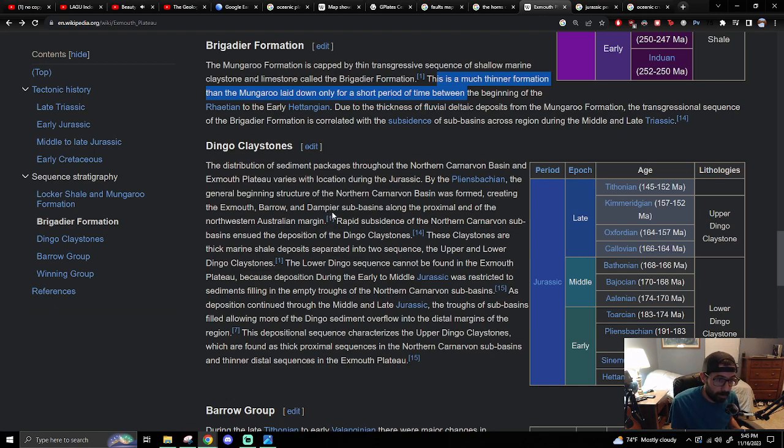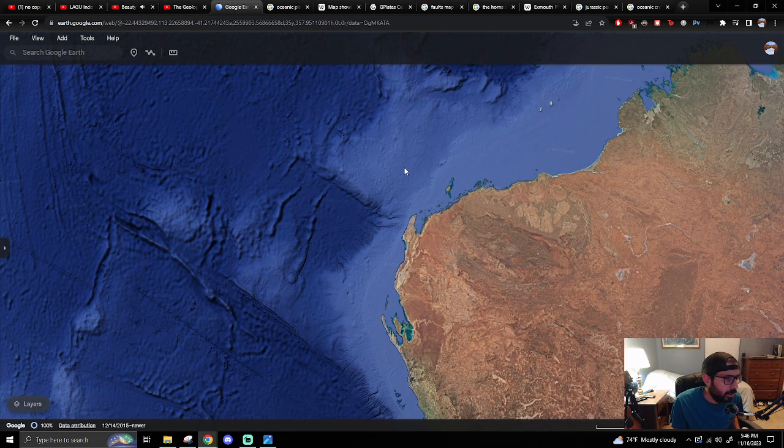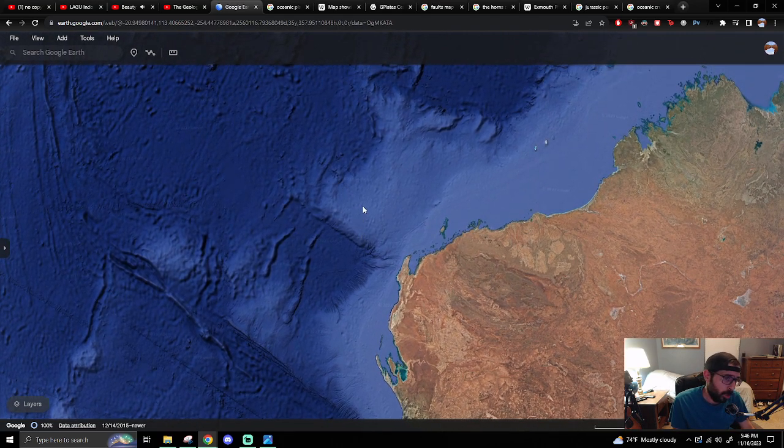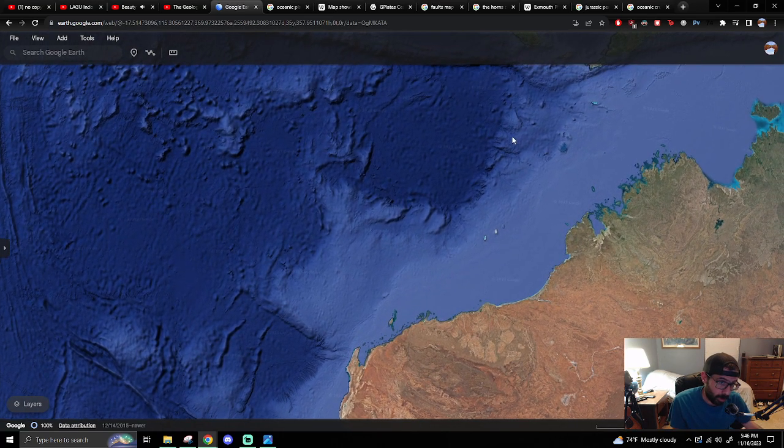The Lower Dingo sequence cannot be found in the Exmouth Plateau because deposition during the early and middle Jurassic was restricted to sediment filling in the empty troughs. So it slides away and then creates these troughs, these basins that then get filled by the current. If it's sort of just ocean sitting on the ocean, it should still deposit everywhere, but because it's depositing up here, it points to a current flow from this direction flowing into them.